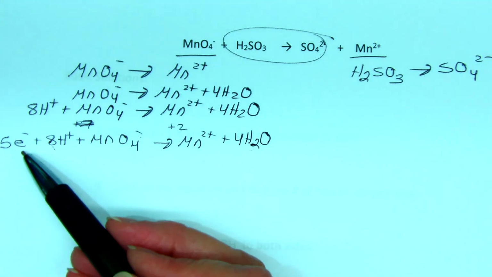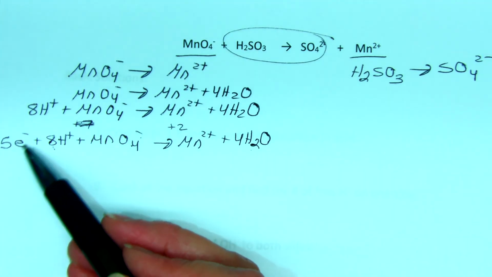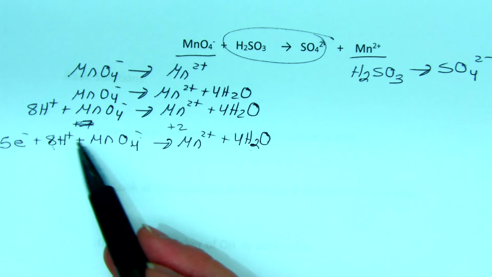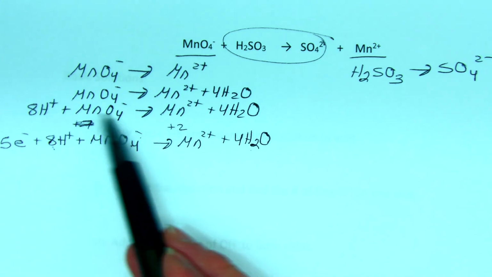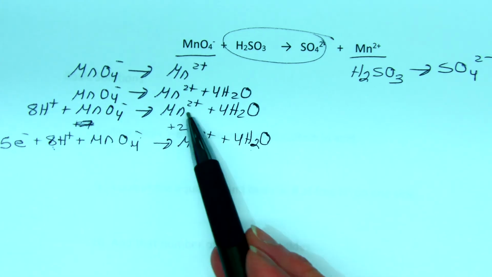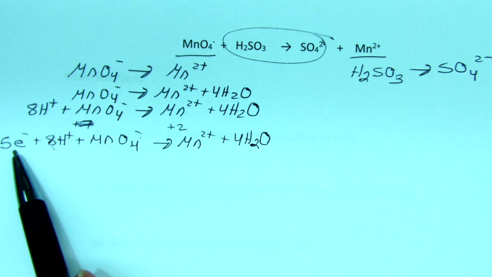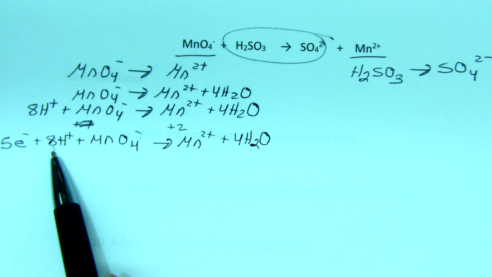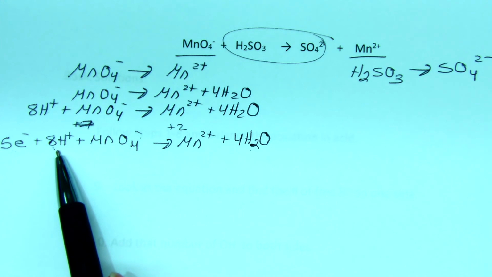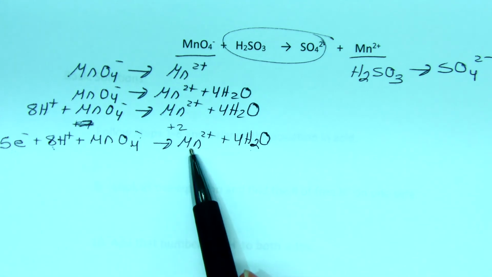When I looked at this, the 5e minus, this is 5 electrons. I was evaluating the charge and I had a positive 7 here and a positive 2 on the right, so I needed 5 electrons to make them the same. So I now have a negative 6 plus 8 is a plus 6 on this side, a plus 2 on this side and a plus 2 on this side.